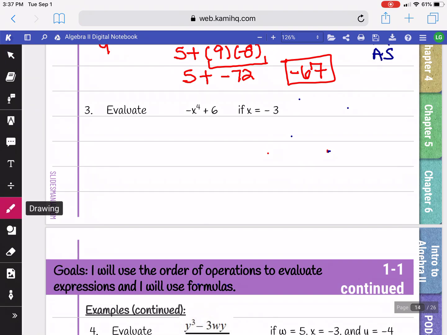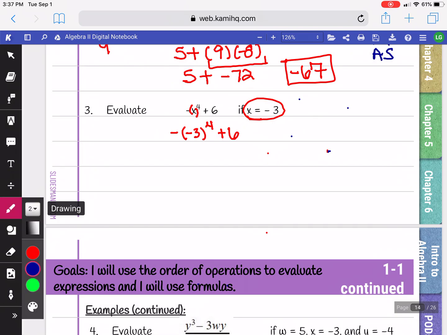So for this next problem, we're going to plug in negative 3 for x. Remember, you can use parentheses around your variable to be safe. So this negative stays separate. Then I'm going to plug in parentheses negative 3 for x to the 4th plus 6. And now I'm going to use my PEMDAS to simplify. Now here, you cannot make this 3 positive because you see 2 negatives, because the first negative is separate.